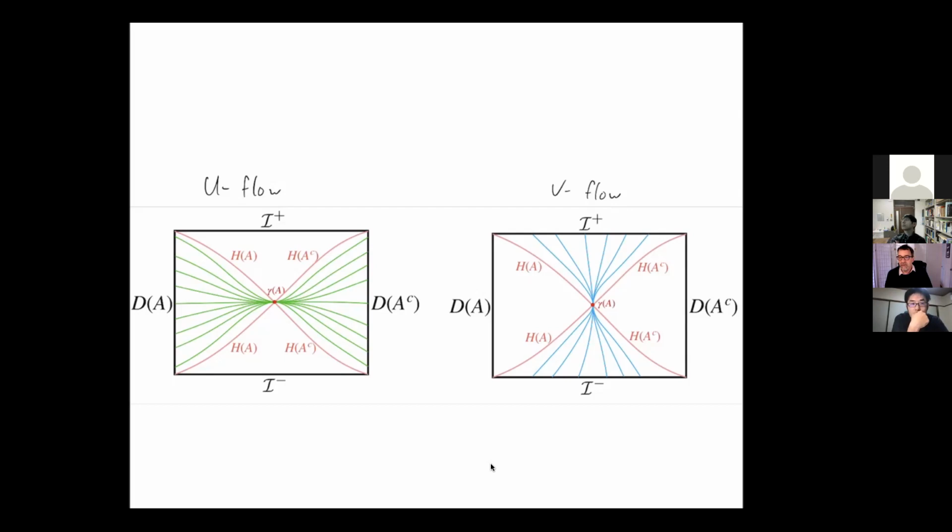And also there are the quartic divergent terms and the quadratic divergent terms, which come in general from this DeWitt-Seeley expansion of the effective action.